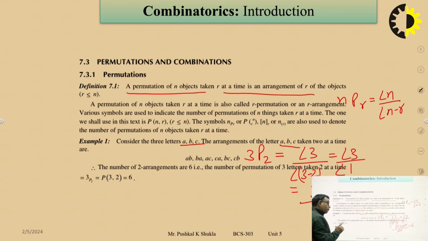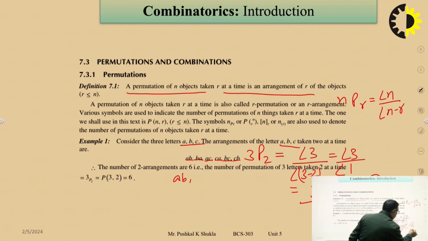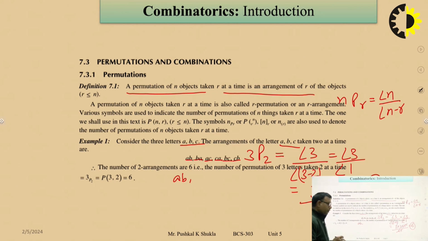So what are the ways? Three letters A, B, C taken two at a time. What will be the possible arrangements? That is AB, BA, AC, CA, BC and CB. So total 6 arrangements are there.